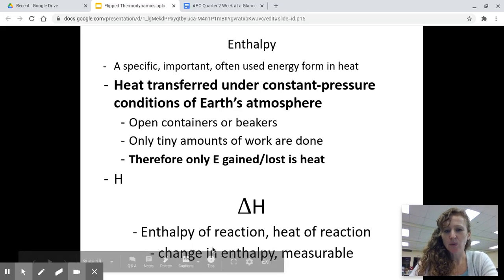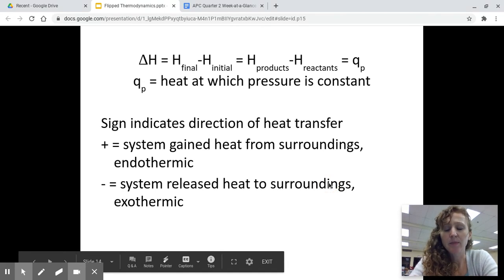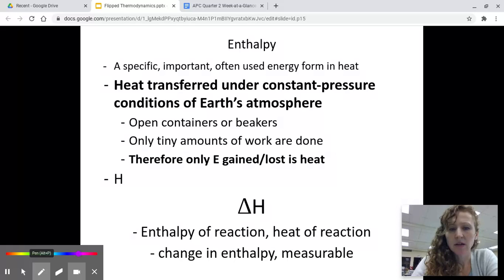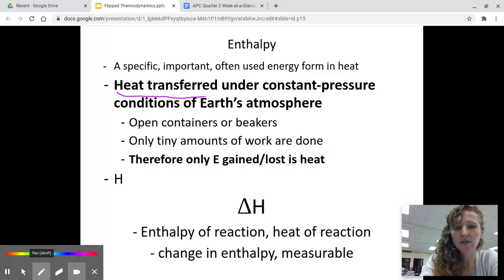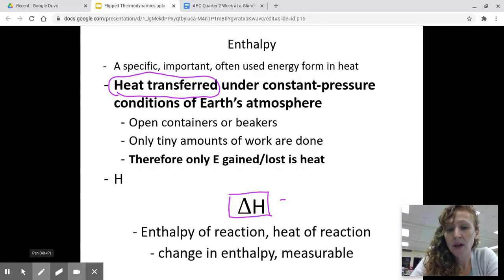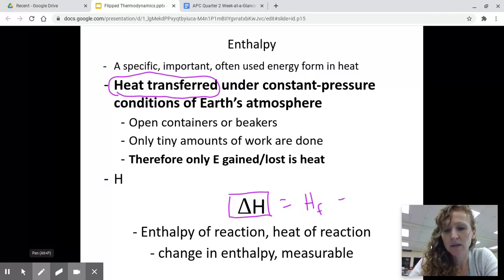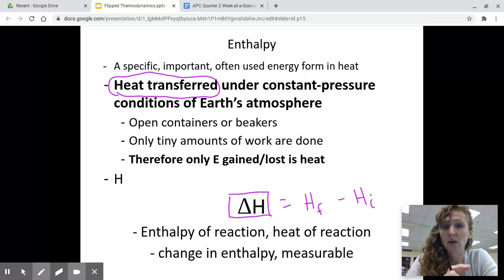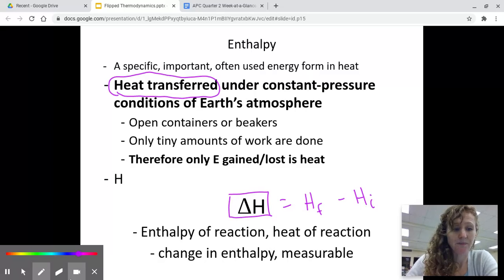So let's keep going here with enthalpy. Enthalpy, like we said before, is going to be a measurement of heat transferred, right? And so in order to talk about change in enthalpy, you're going to compare the final enthalpy and the initial enthalpy of your system, and that will give you the change in enthalpy.